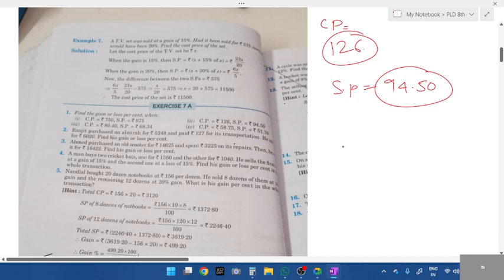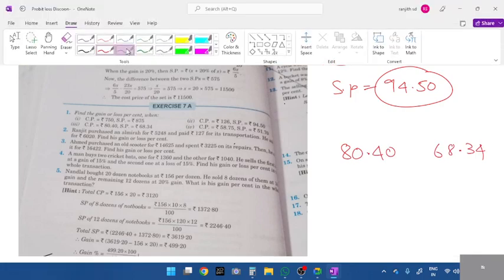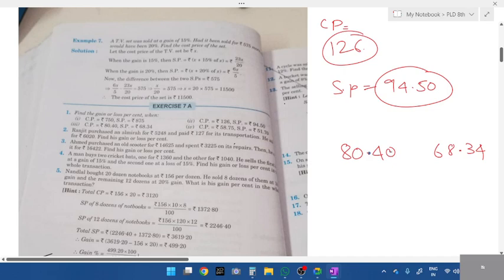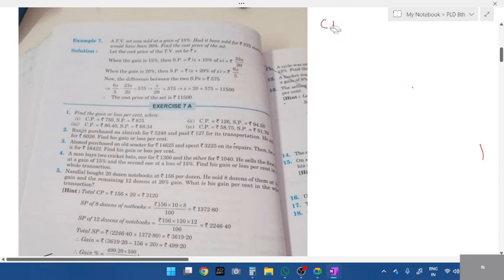Loss. For how much are we buying it? Cost price and selling price. See, whenever a decimal is given, I'll give you an idea. With a decimal, just ignore the decimal, students. Compare 68 and 80. Which is greater? So the cost price is greater and the selling price is less. Therefore, it is a loss. Don't get confused with the decimal. Ignore the decimal and do it.